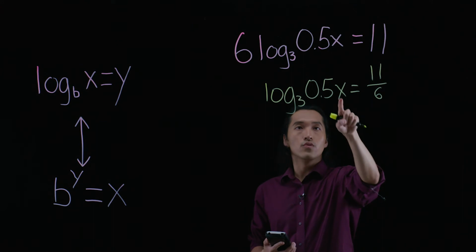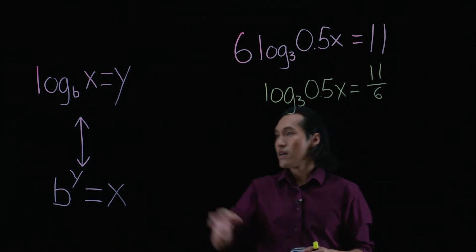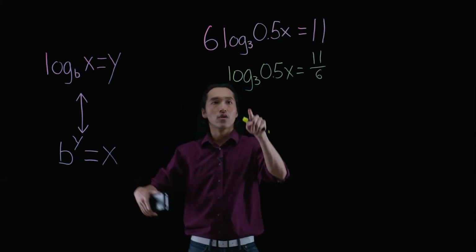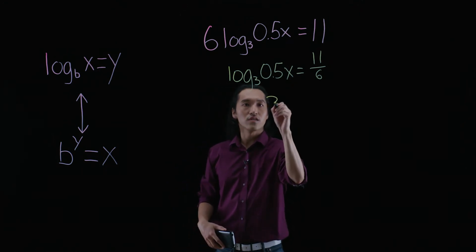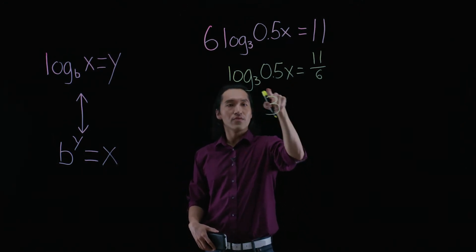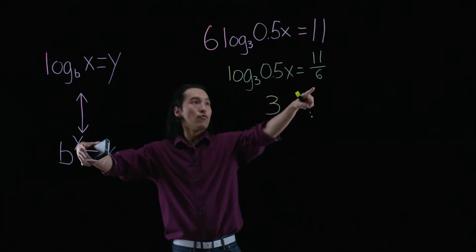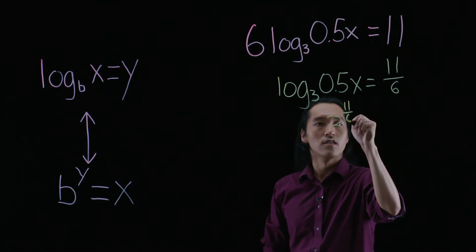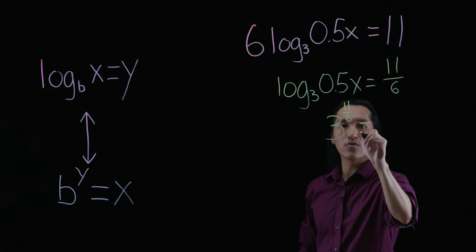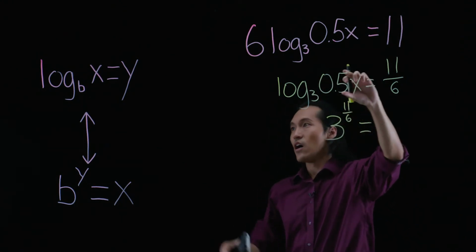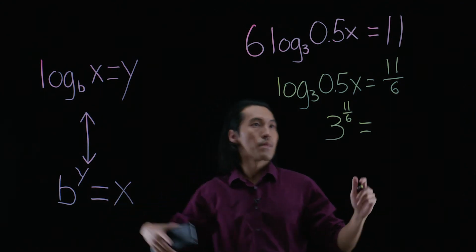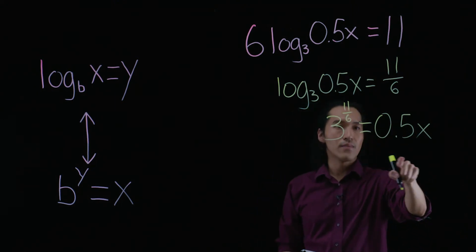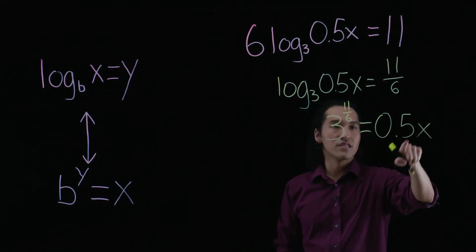And now, in order to remove this logarithm, let's refer back to this property of logarithms. So by looking at this, we can just rearrange this a bit, right? So the base here is 3, right? So this will have here a 3. And then this 3 will be taken to the power of what was on the other side of the logarithm, which in this case is 11 over 6. And that is going to be set equal to whatever is inside of the logarithm, right here, which is 0.5x.